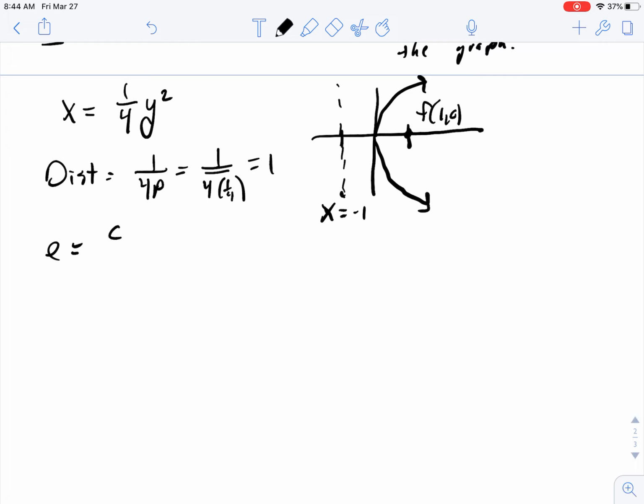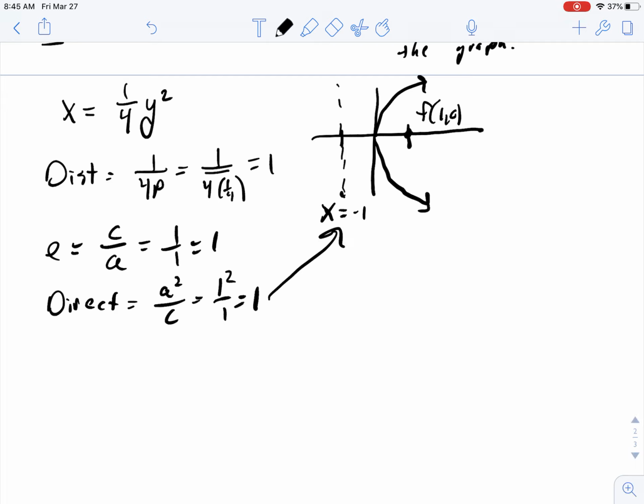My eccentricity, c over a, is 1 over 1, which is 1, so that's good. My directrix, a squared over c, is 1 squared over 1, so 1, which checks. My total distance, 1 plus 1, is 2, the distance between your focus and your directrix. So a total of 2 units apart.